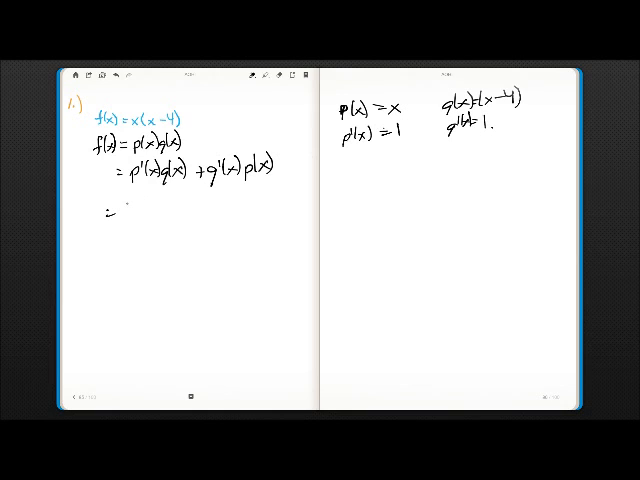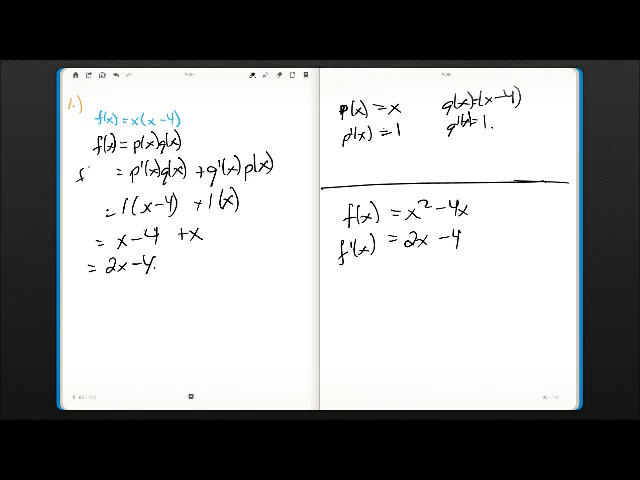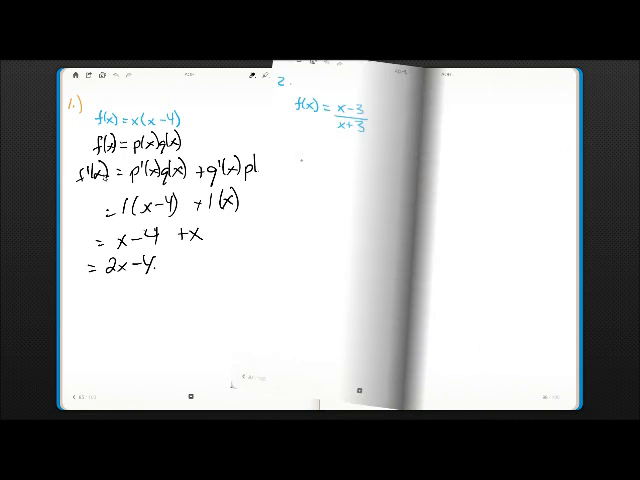Now we just have to sub the values in since we have everything. So p prime of x is 1 times x minus 4, plus q prime of x is 1 again, so plus x. Now you can easily simplify this, so it'll be x minus 4 plus x, and it'll be 2x minus 4. And if you want to take the long way, it'll be x squared minus 4x, and the derivative is 2x. Sorry, f prime of x will be 2x minus 4. So that's just the first example.